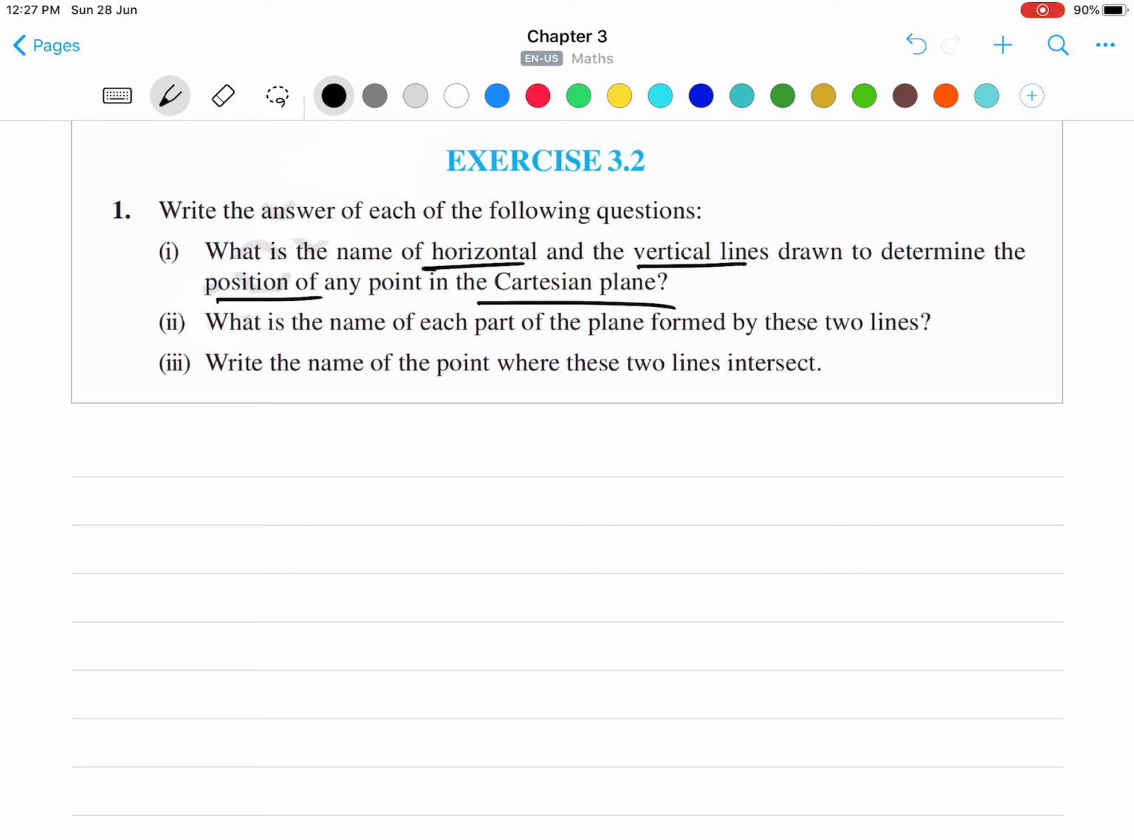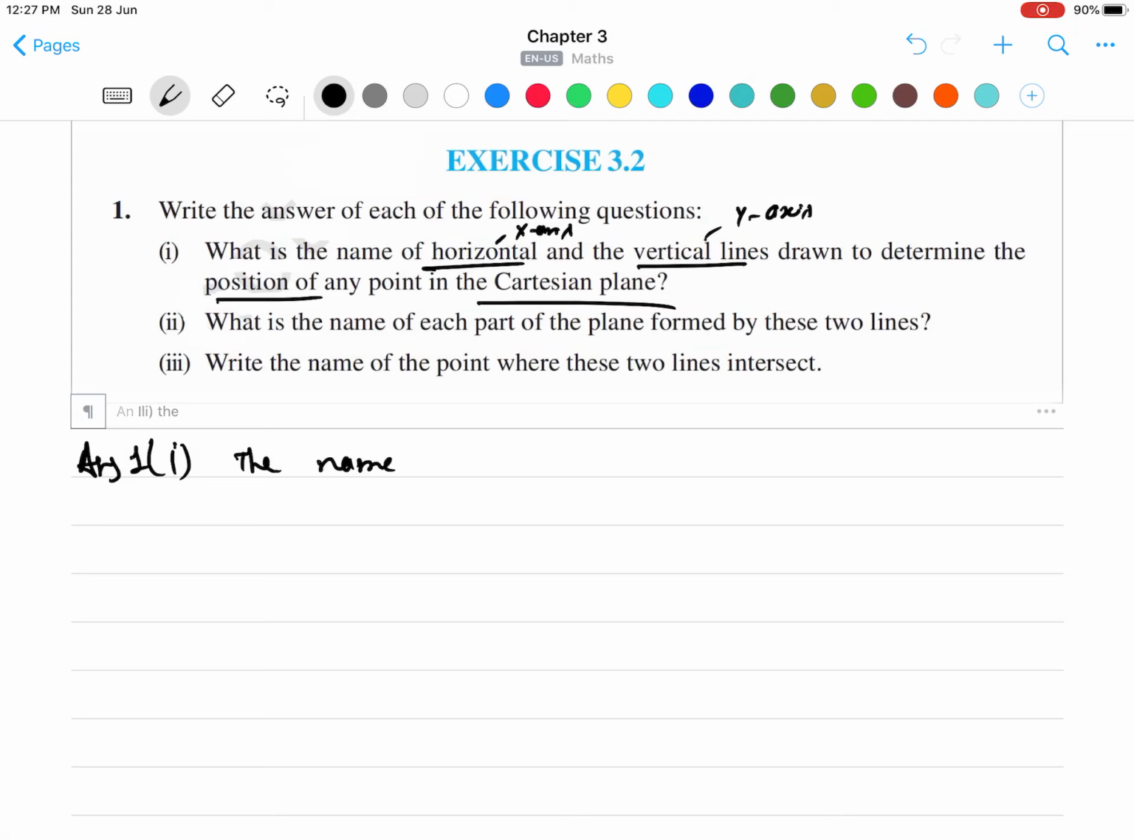So you have to name the horizontal and the vertical line in the Cartesian plane, which I have told you earlier. So let's write its answer. Number 1 for exercise 3.2, part 1. The name of the horizontal axis is x-axis, while the name of the vertical axis is y-axis. So I'll write the name of the horizontal line is x-axis.